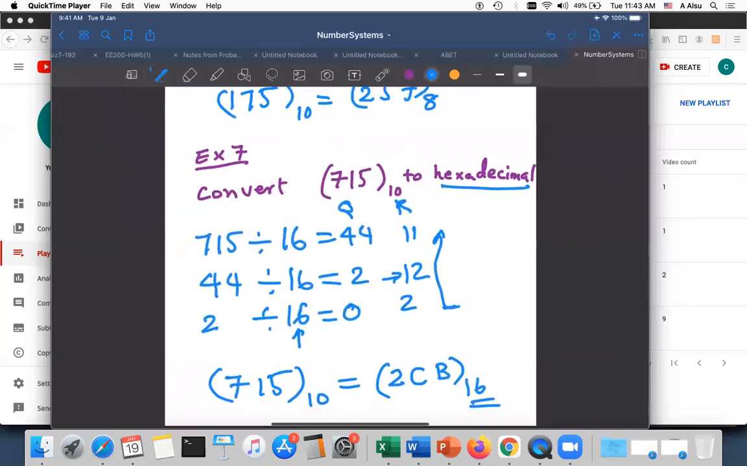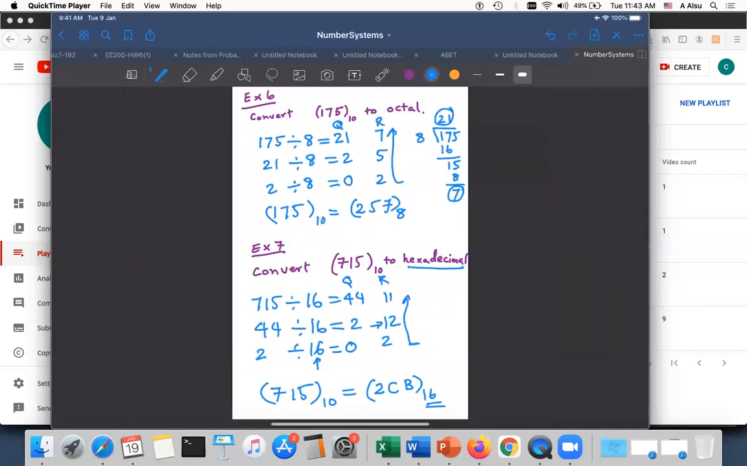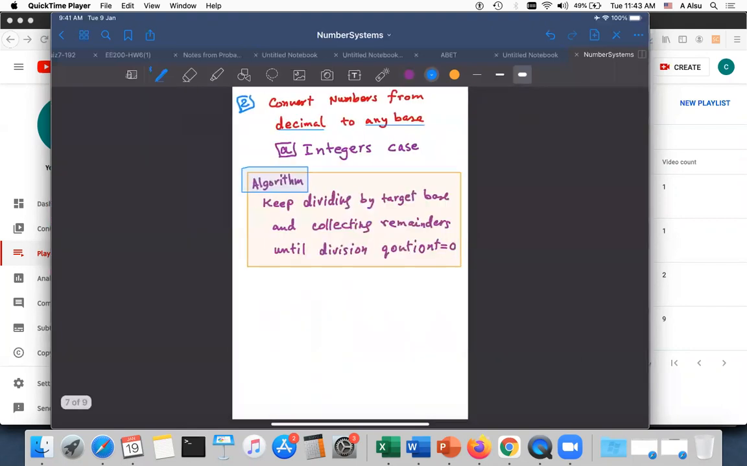Doctor, what if we have a radix point? So you want to convert a fractional decimal to another base. That's the subject of next class. Remember that what we are doing here is the integer case. Next class we will cover the fractional case, because it uses a different algorithm.